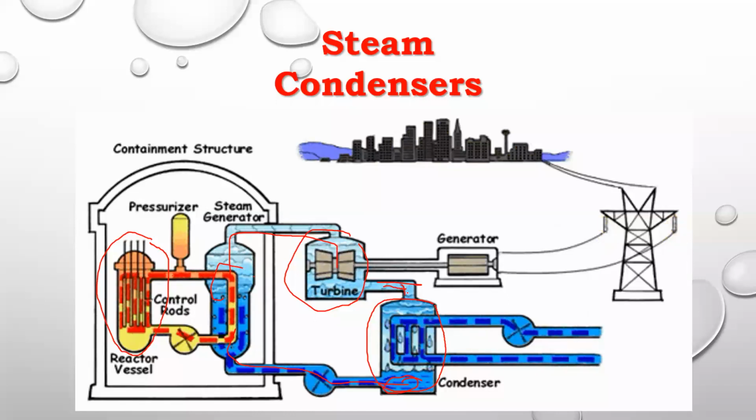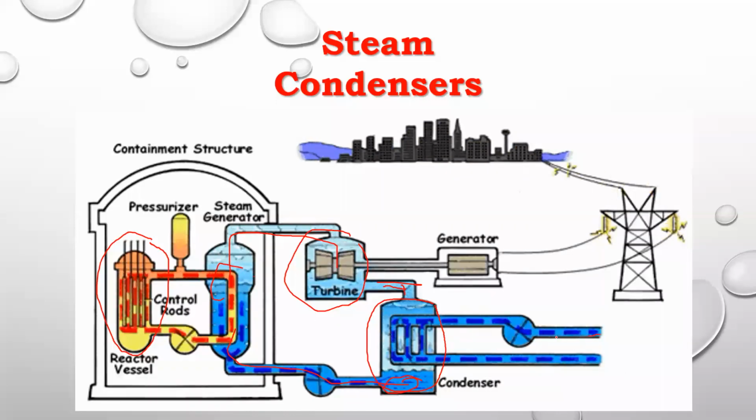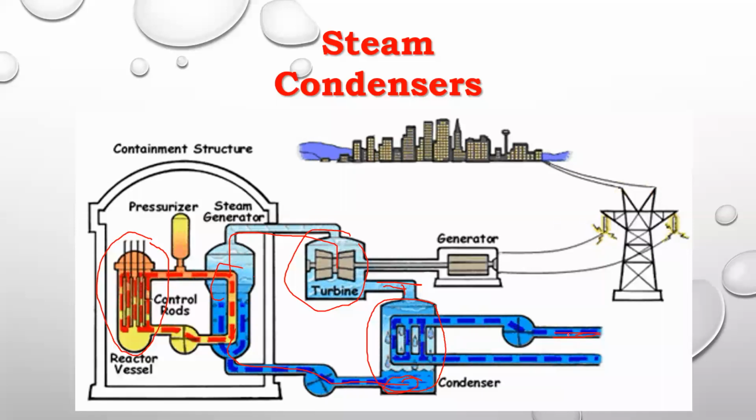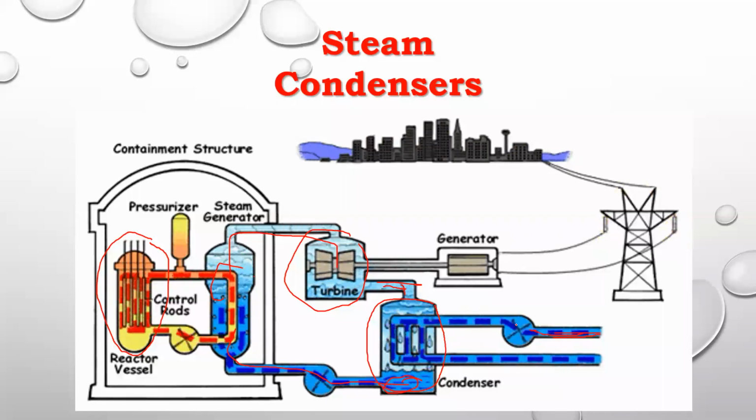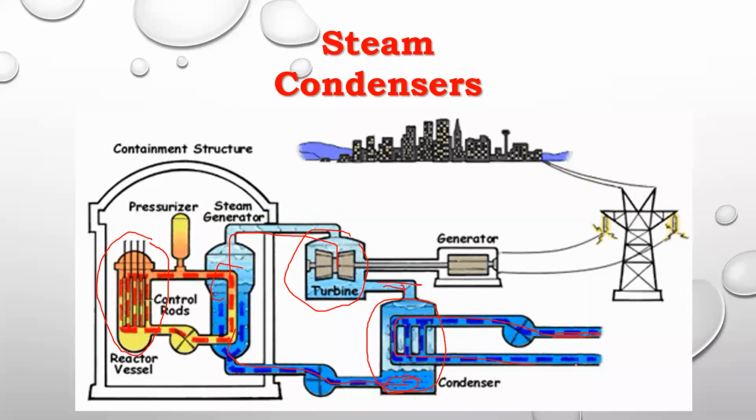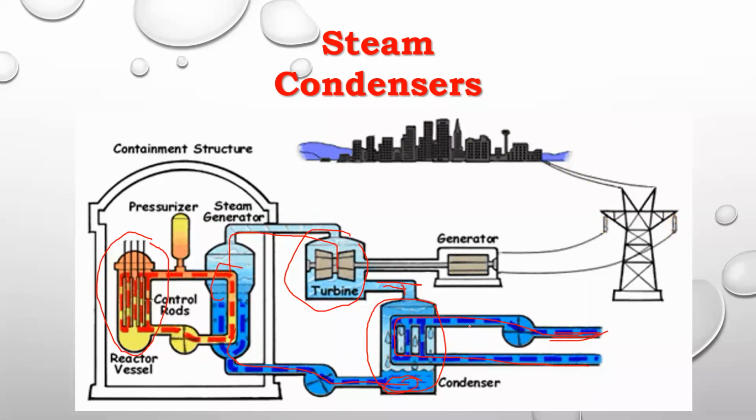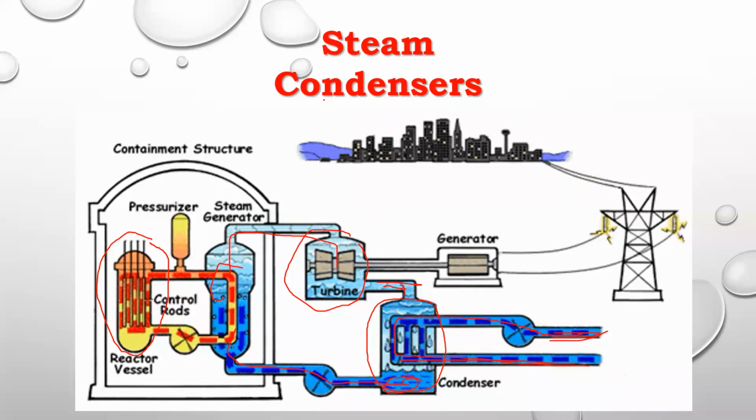This cooling occurs from where? Water comes from the cooling tower, right? That water is used to cool the steam in the condenser. Like this, water comes from the cooling tower. After cooling the steam, this water becomes hot. The hot water is once again sent back to the cooling tower, right?